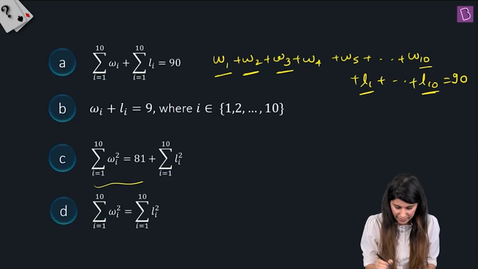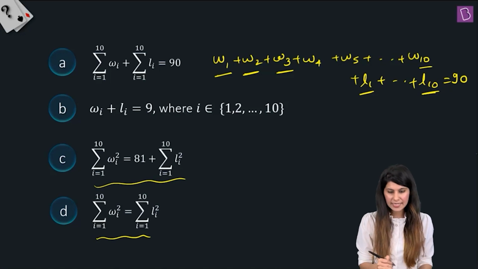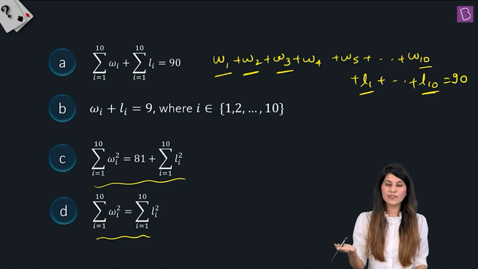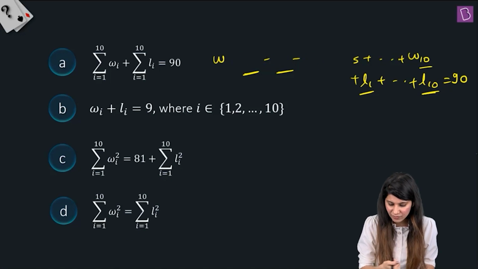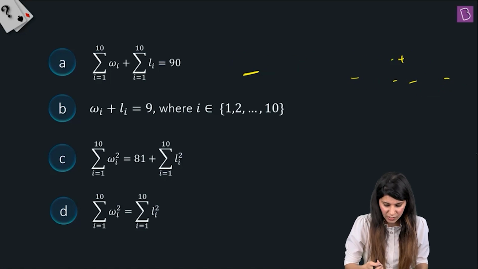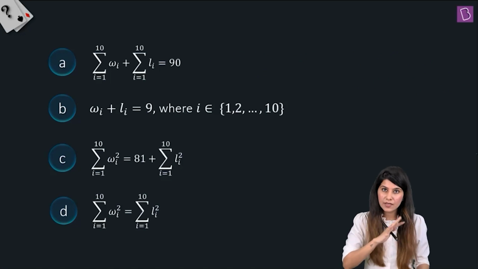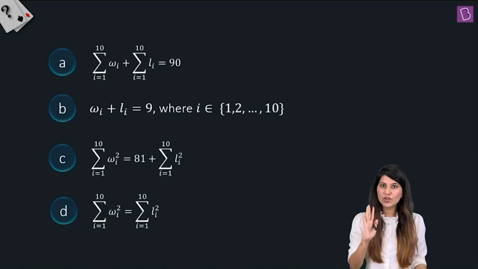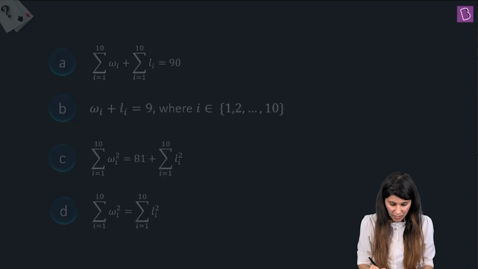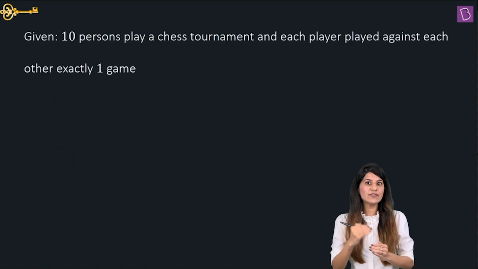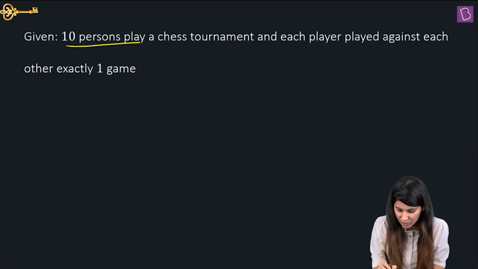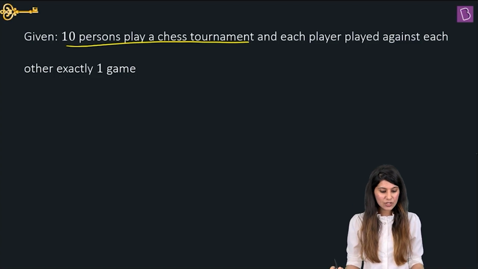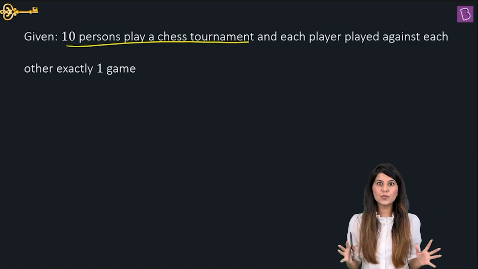And this is another part which we need to figure out, part C and part D. Sigma Wi square in terms of sigma Li square, right? So let's focus on part A and part B first. In that, we need to actually understand the whole situation, how many games one player is playing, how many games are happening overall. So we need to actually calculate everything for this particular question. Then only we can come to the option part. So 10 persons play a chess tournament, that is given in the question, and each player plays against each other exactly one game. For example, in a group we are 10 people.